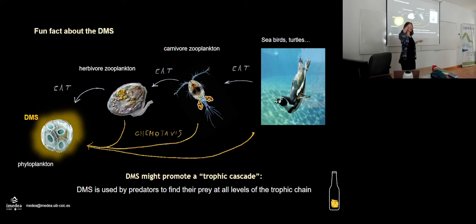And this actually can travel up in the trophic chain, up to more complex organisms. Apparently they find that seabirds and turtles and penguins, so more complex organisms, also do chemotaxis towards the same compound, because maybe they want to eat some smaller organism who is doing, in its turn, chemotaxis toward this compound.